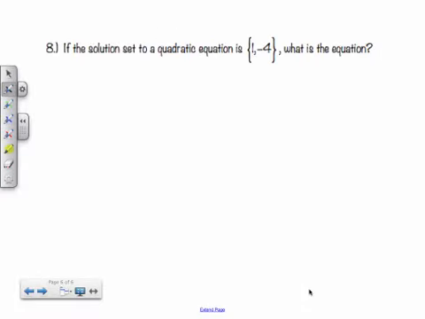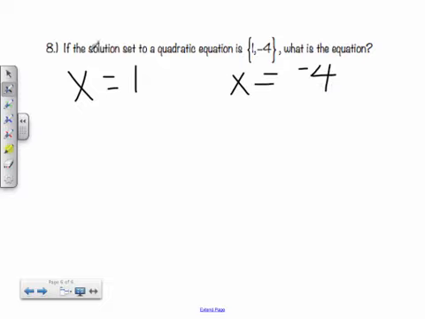All right, last question. If the solution set to a quadratic equation is 1, -4, what is the equation? So this time I'm given the answer and I'm going to work backwards. So before we move on, I just want to be very clear, there are several right answers for this question. I'm going to show you the most basic right answer, okay? So I'm going to say that my answers are x equals 1 and x equals -4.